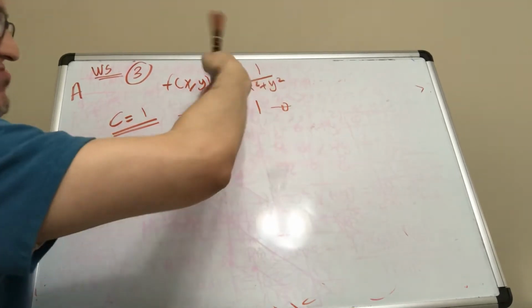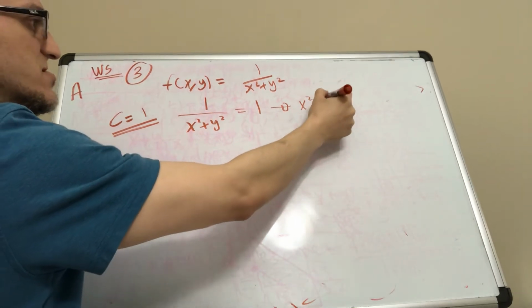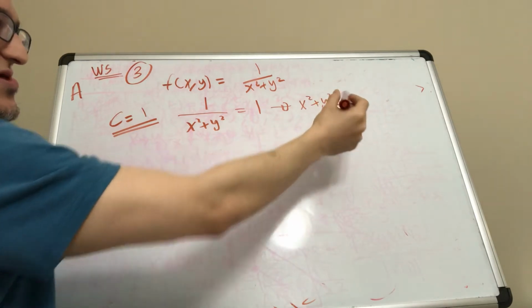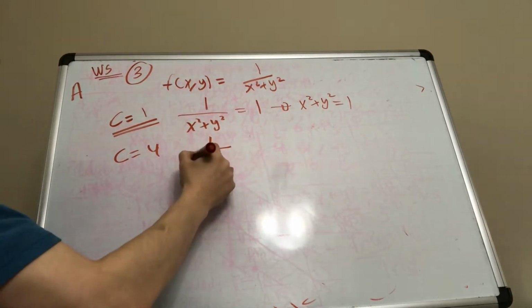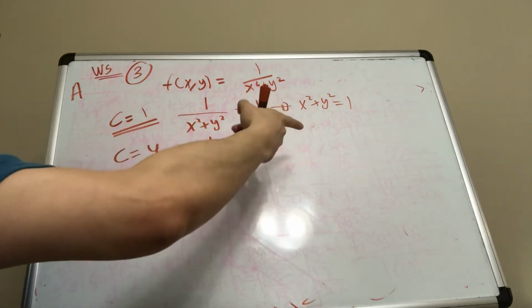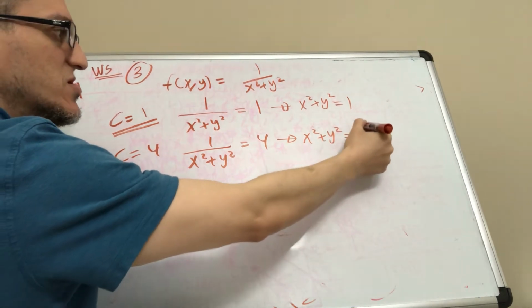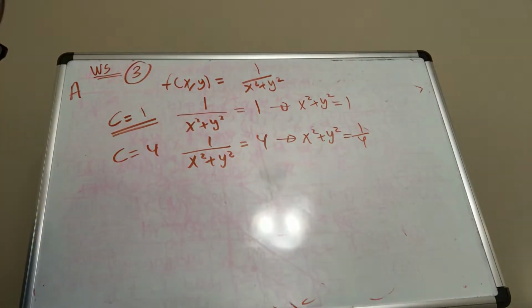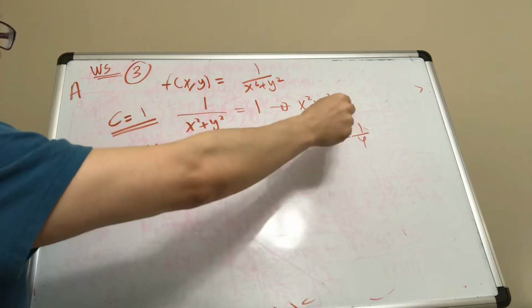If you flip both sides, imagining that this is 1 over 1, it would be x squared plus y squared equals 1. This here is a circle with radius 1. If I do c equals 4, so I have this equals 4, or 4 over 1. If I flip, then I have x squared plus y squared equaling 1/4, which is also a circle, but with radius half. The radius is always the square root of this.